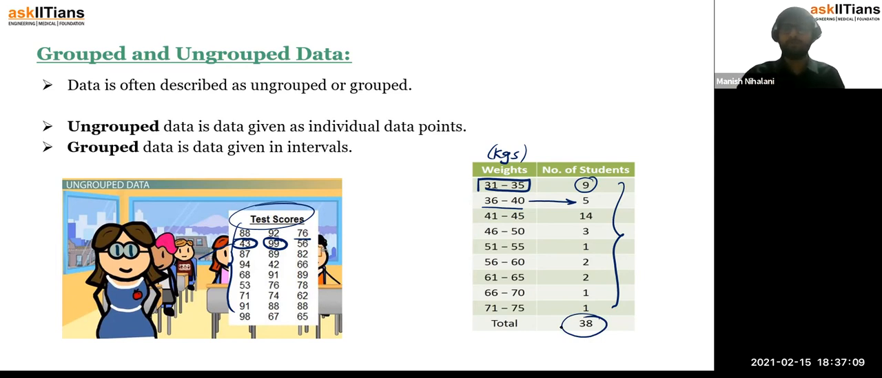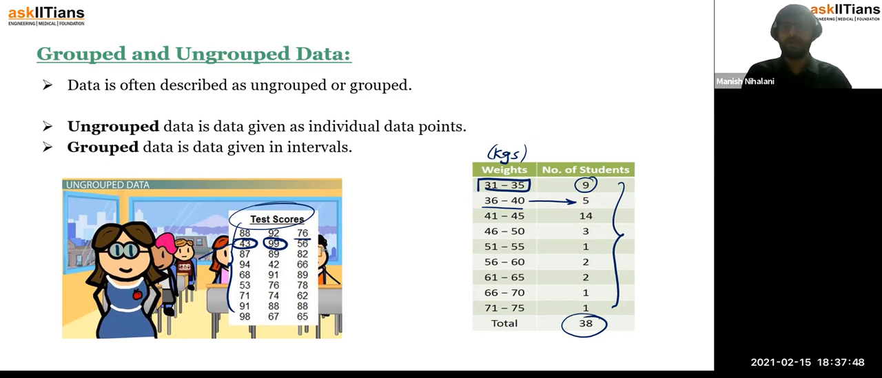Now what is the disadvantage of collecting grouped data? Once you have collected the data in a grouped order, you would not be able to know the entry of each and every student. That is, you would not be able to know what is the exact weight of the particular student. You know that 9 students are there in the range 31 to 35, but you don't know exactly how many students have the weight as 33 kgs, 32 kgs, and so on, right? So this is the disadvantage of grouped data.